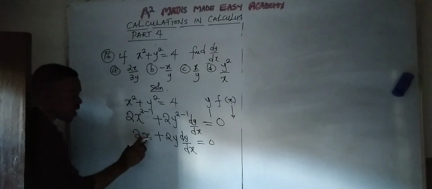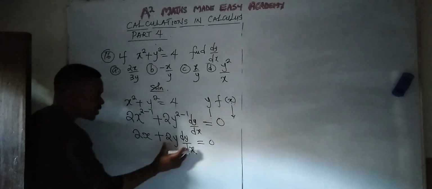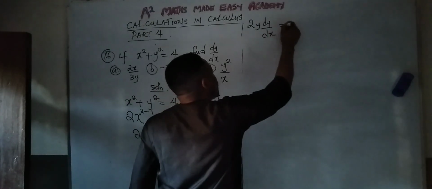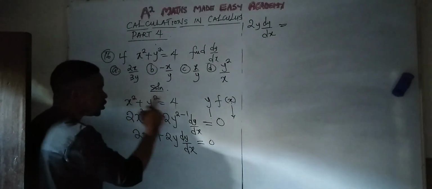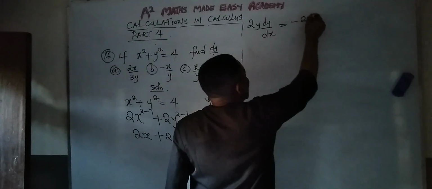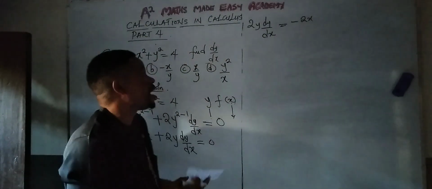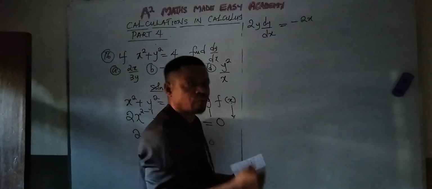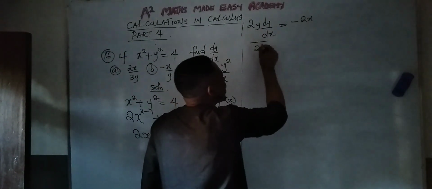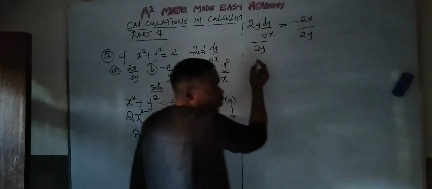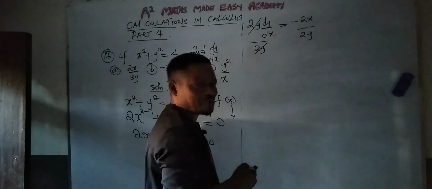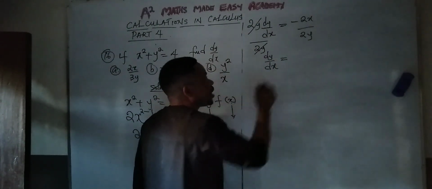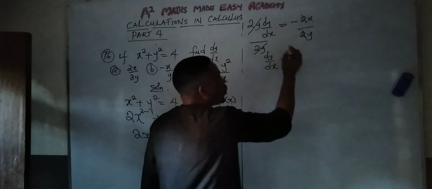What do you think will happen here? Collection of like terms. I will now take 2x to the right hand side, leaving 2y dy over dx. Then equal to. By the time 2x moves to the right, it becomes minus 2x. Can you see that my target is to make dy/dx the subject of the formula? I will now divide by the coefficient. What is the coefficient? 2y. I will divide this by 2y, and I will divide this by 2y. Can you observe here that 2y will cancel 2y? So dy over dx is now equal to, be careful, 2 up here will cancel 2 down here. What is remaining?